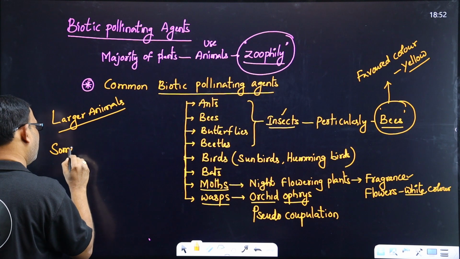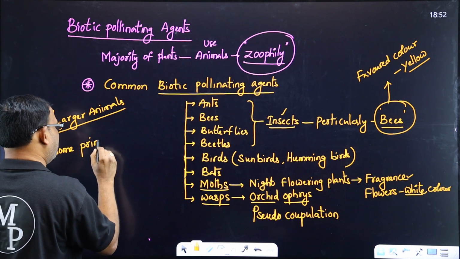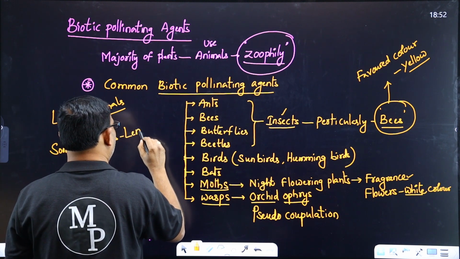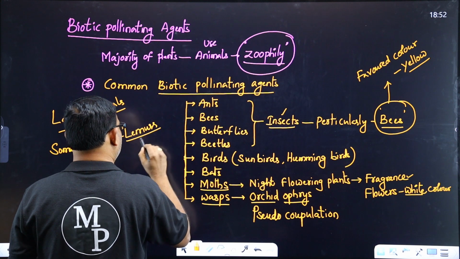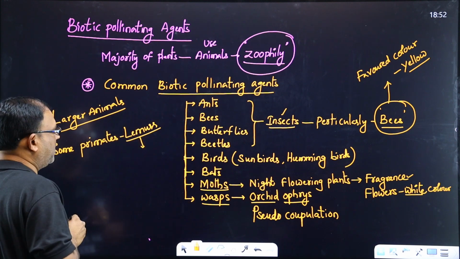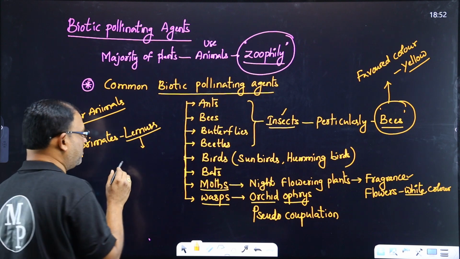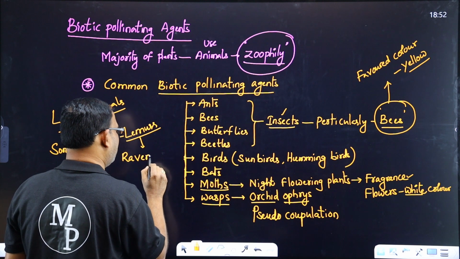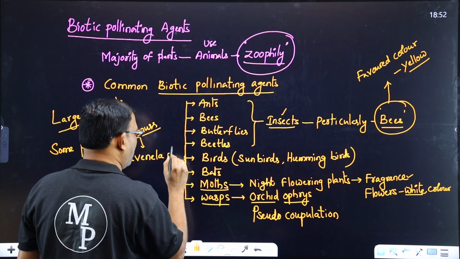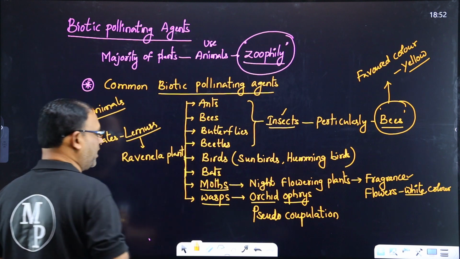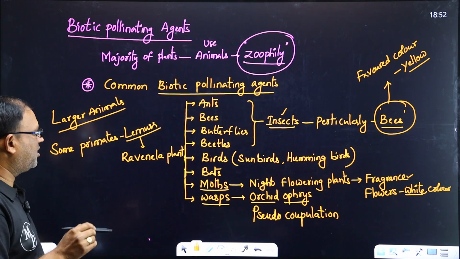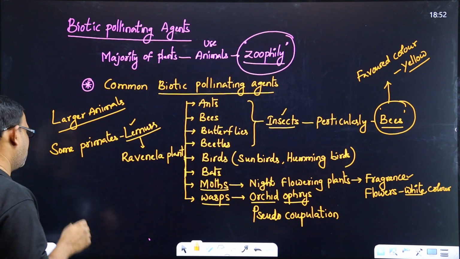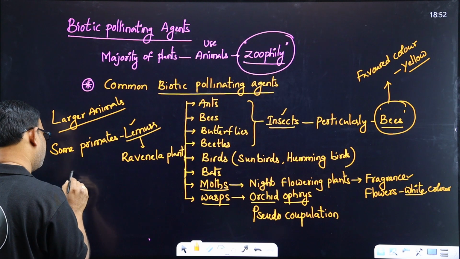Some primates, such as lemurs. Yes, these are one of the primate members. They pollinate the Ravenala plant. The Ravenala plant flowers can be pollinated by lemurs. Important.